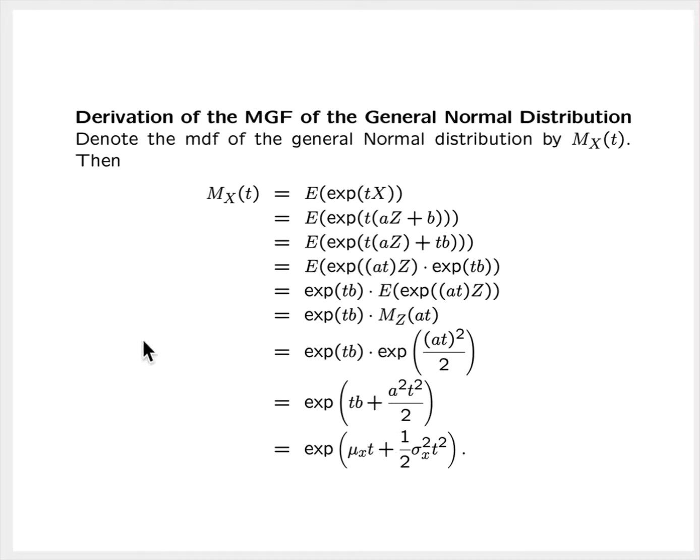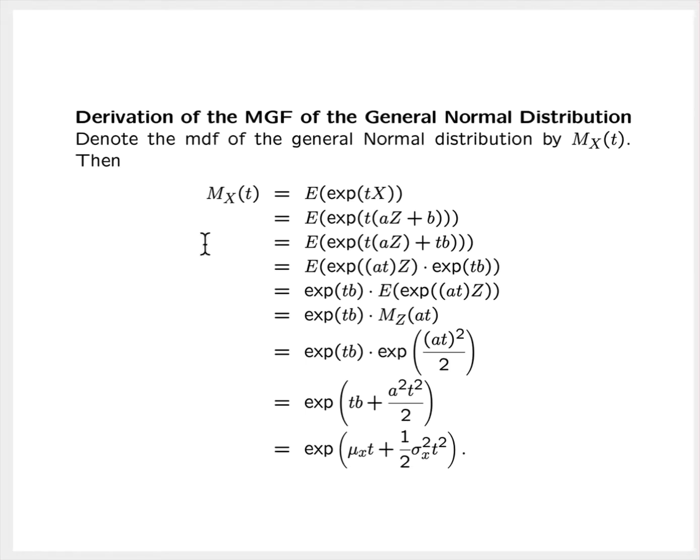Okay, and then finally, we derived the moment generating function for the special case of the normal distribution, but let's just go ahead and derive the moment generating function for the general normal distribution, not using integration, but using properties of expectation.